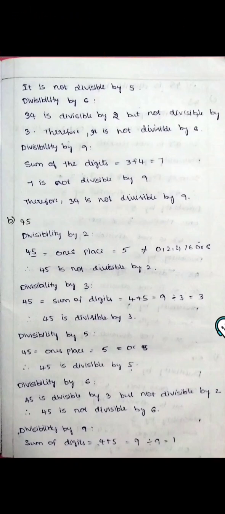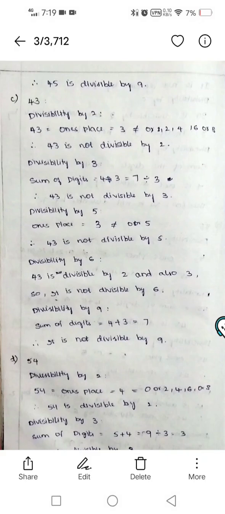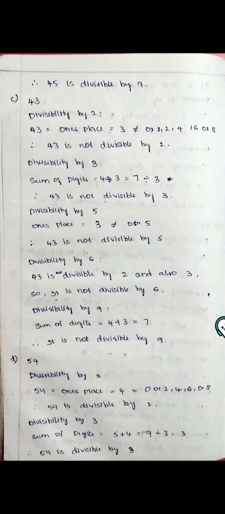Divisibility by 6. It should satisfy both the conditions of the divisibility rules, that it should be divisible by 3 and should be divisible by 2. But it is not satisfying the condition for divisibility by 2. So we can say 45 is not divisible by 6. Divisibility by 9. If we add the digits, we get 9, and 9 is divisible by 9. So we can say that the number 45 is divisible by 9.